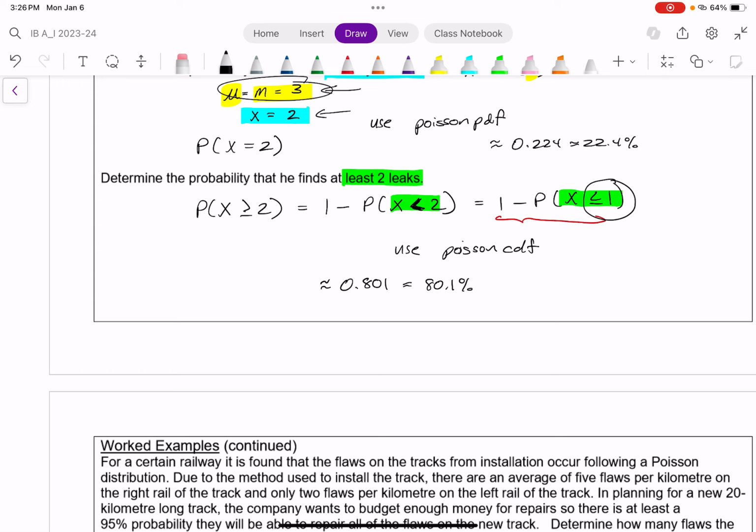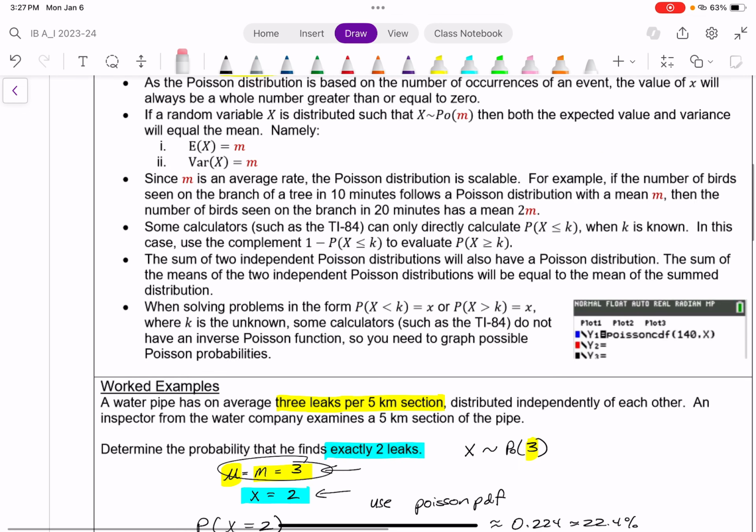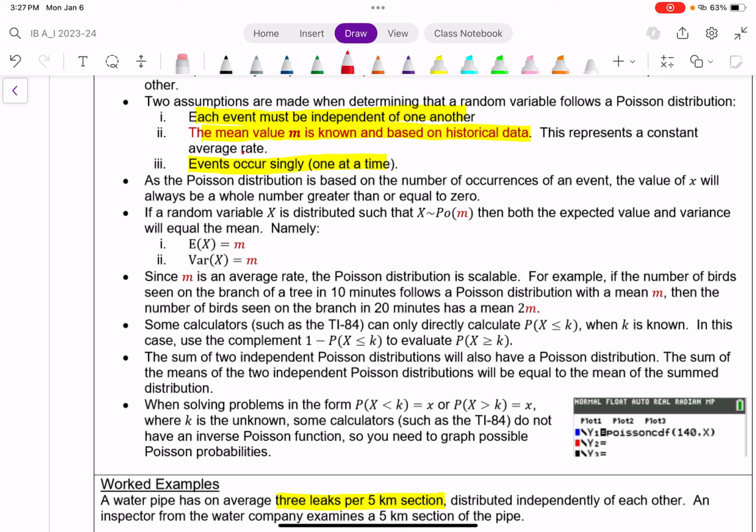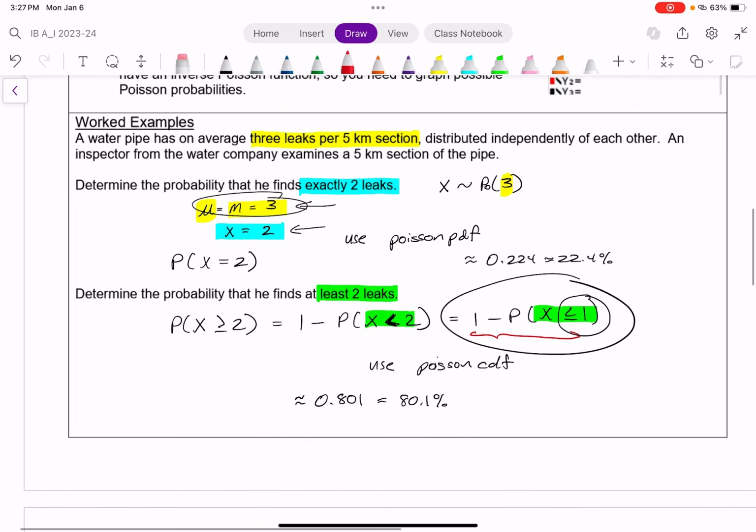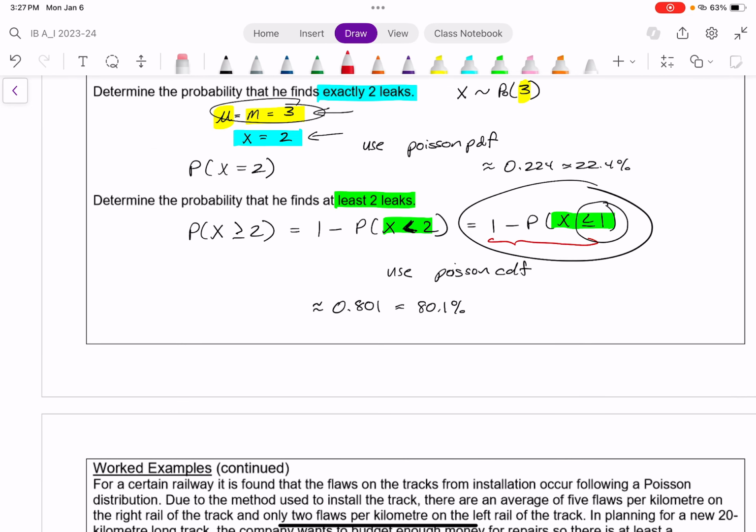Keep in mind, if you didn't take this into account and you just found 1 minus x equals 2, you get a distinctly different answer. So you really got to be careful with that, because again, as it says up here, in a Poisson distribution, the events always occur singularly, one at a time. So we have a count of them, and that'll come up several times.